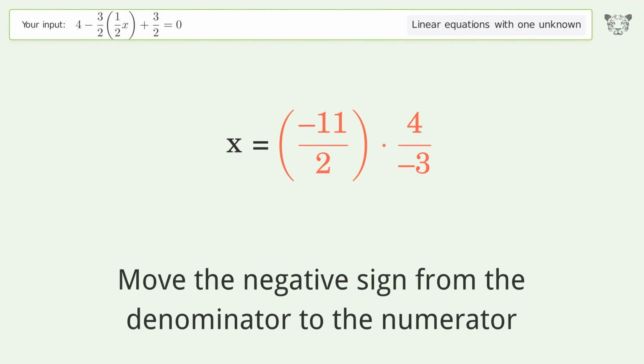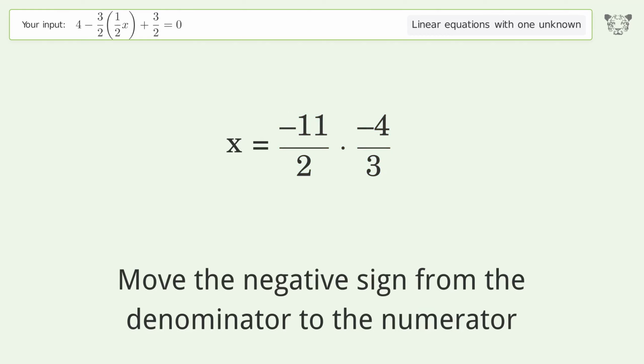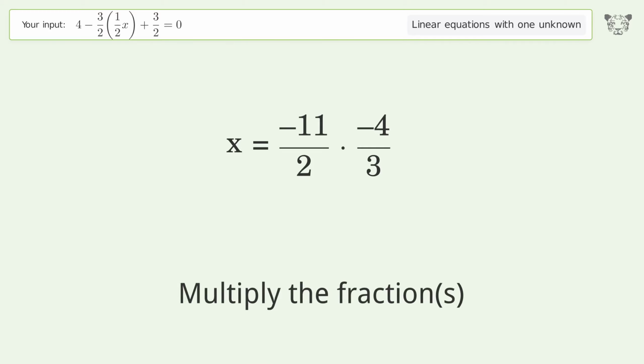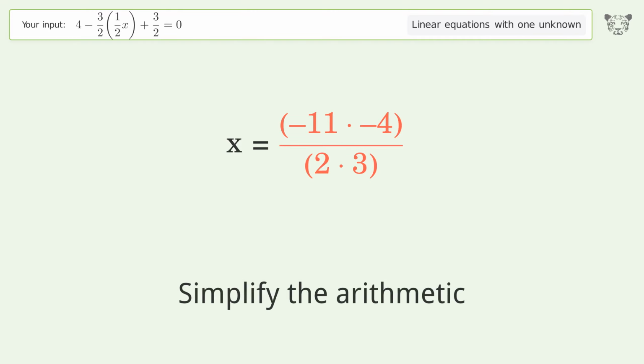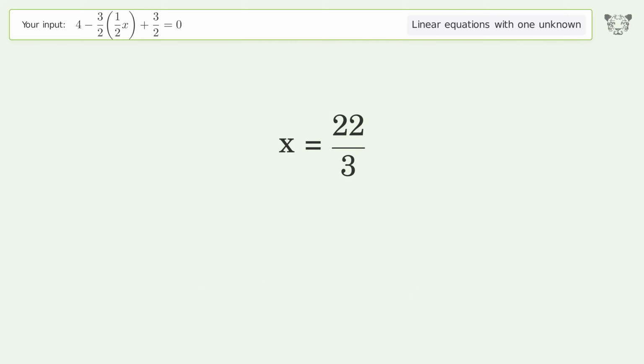Move the negative sign from the denominator to the numerator. Multiply the fractions. Simplify the arithmetic. And so the final result is x equals 22/3.